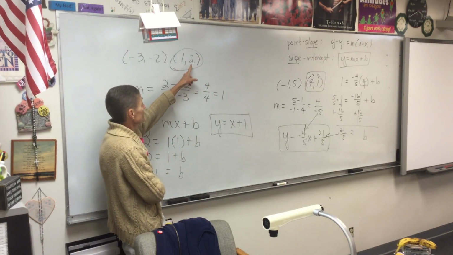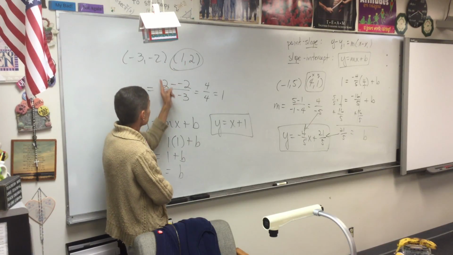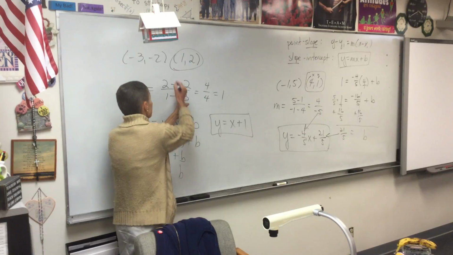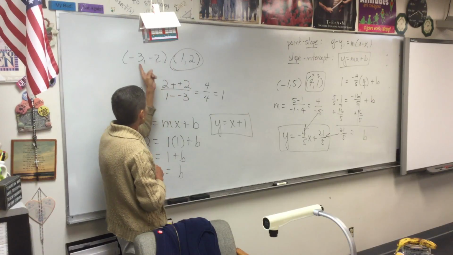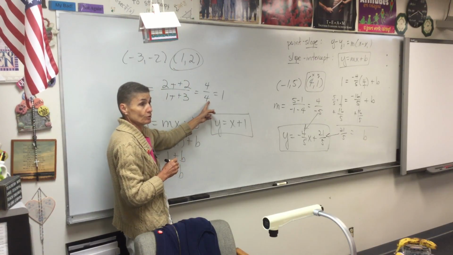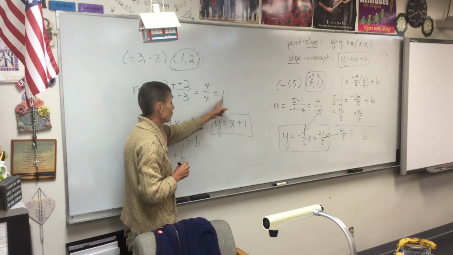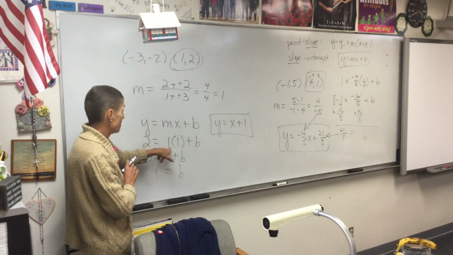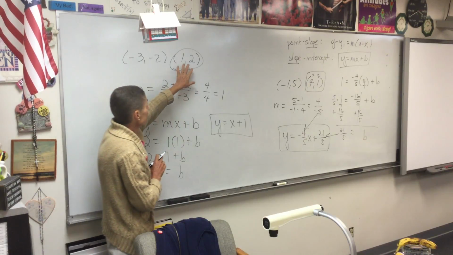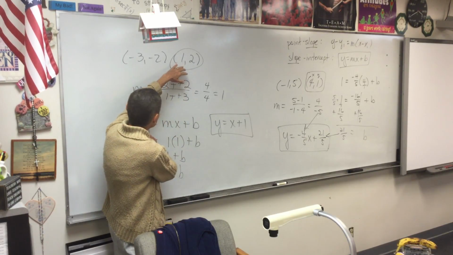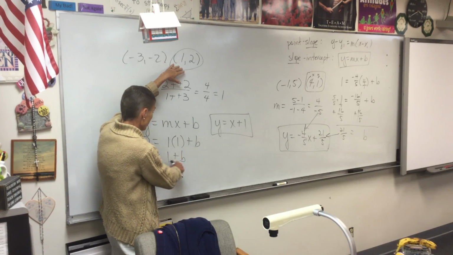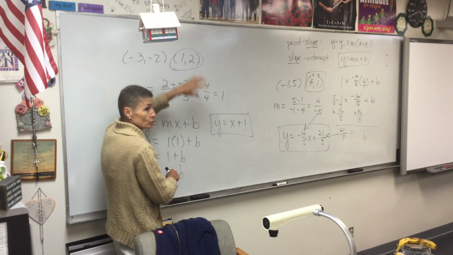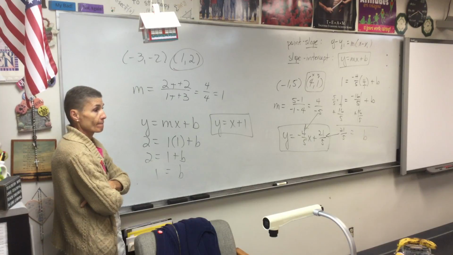Okay, well remember, y minus y. So that's going to be 2 minus -2. That turns into a 4. And then 1 minus -3, that also turns into a 4. So we have 4 over 4, which is 1. That's our m. That goes in for m. Then I picked this point, and I put 2 in for my y, and 1 in for my x. So 2 equals 1 plus b. I subtracted 1 and got b equals 1. You okay?